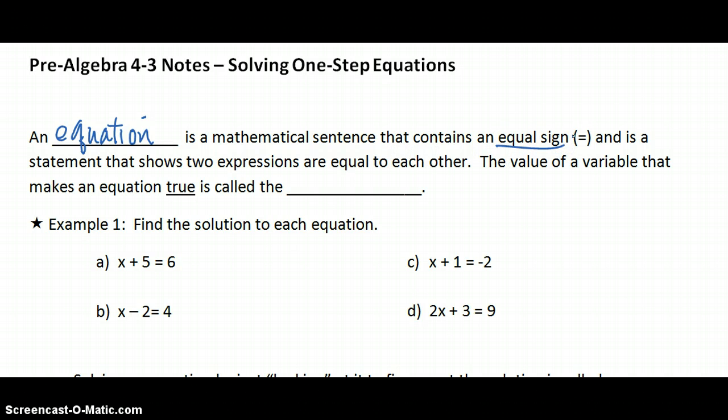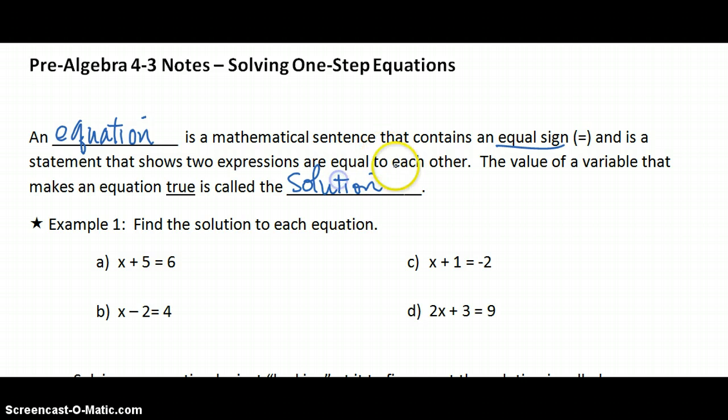So, in yesterday's lesson we talked about algebraic expressions, whether that be a one-term expression called a monomial, a two-term binomial, or a three-term trinomial. Those were all expressions. They did not have equal signs. So an equation is a mathematical sentence that contains an equal sign and is a statement that shows two expressions are equal to each other. The value of a variable that makes the equation true is called the solution.